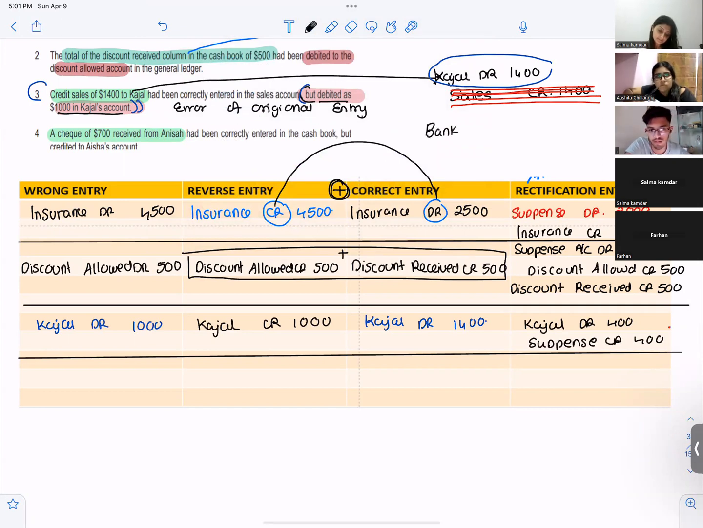Receiving a cheque. Bank debit and cash credit. All right. You received a cheque from whom? From Anisa. Received a cheque, so Anisa will be credited. Anisa credit. Yes.